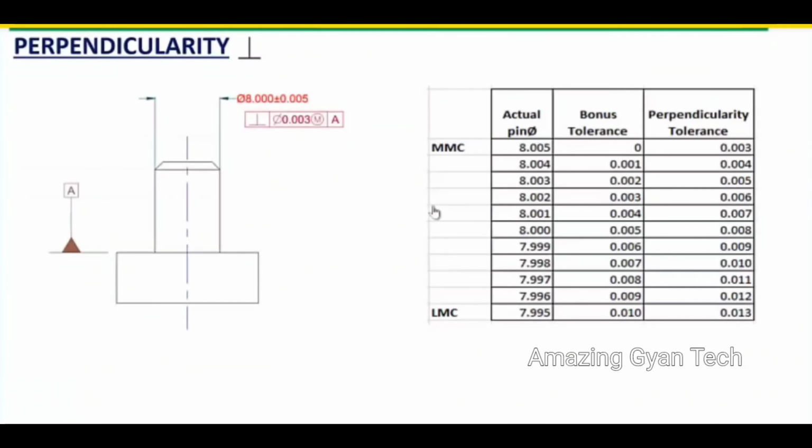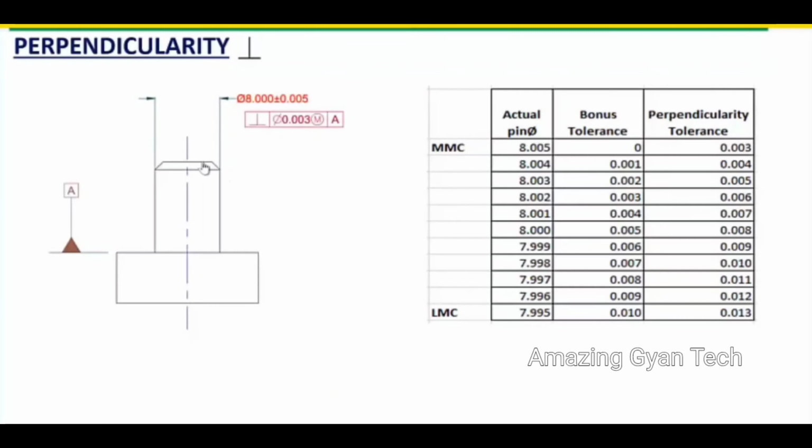Application of the MMC for perpendicularity. When we are applying maximum material condition for perpendicularity, what will happen? In this case, we have a pin. This face is made as datum, and the pin smaller diameter is 8 mm, and it has a tolerance of plus or minus 0.005, and as per the feature control frame, the perpendicularity tolerance should be within 0.003 cylindrical tolerance zone at maximum material condition with respect to A.